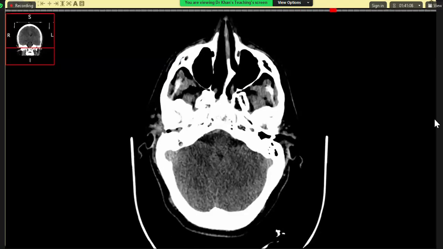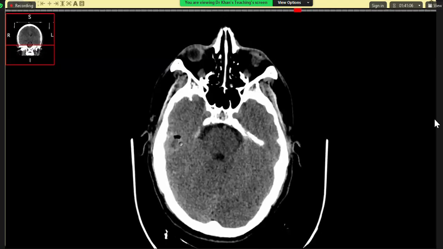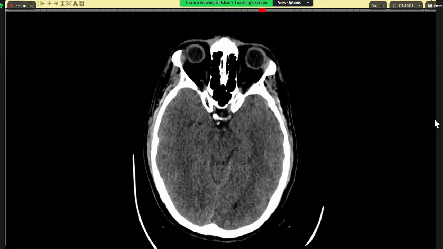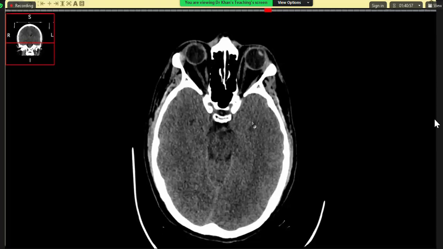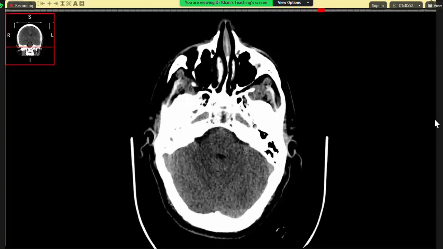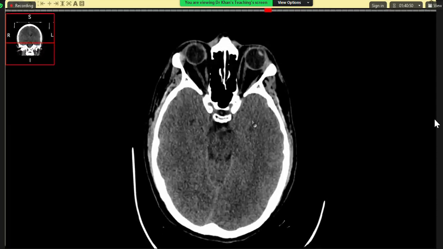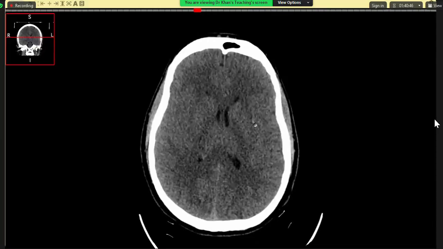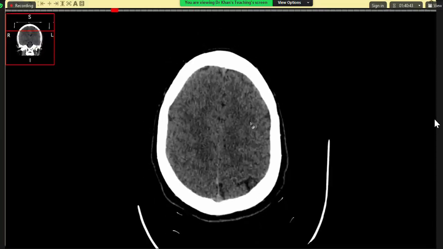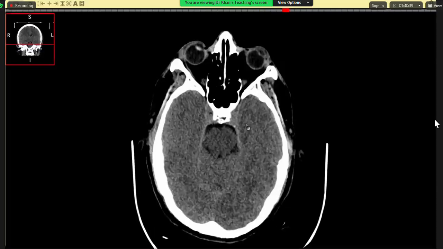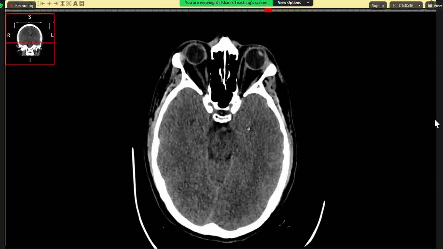Now, I think the uncal herniation was a bit of an overcall because there is asymmetry. If you see here, this is the posterior clinoid process. This is the posterior, and there is asymmetry. And by the way, there has to be something trans, then there will be uncal herniation or transtentorial. So that was an overcall. Candidate one, are you with us?